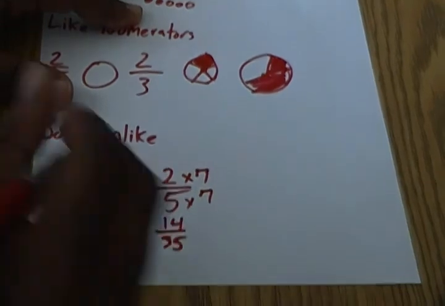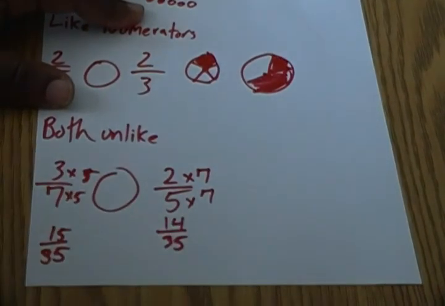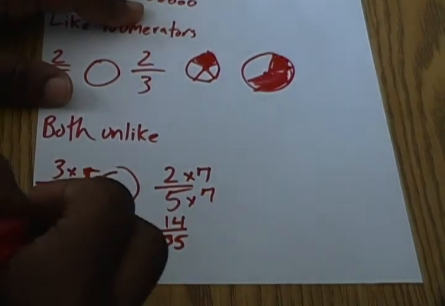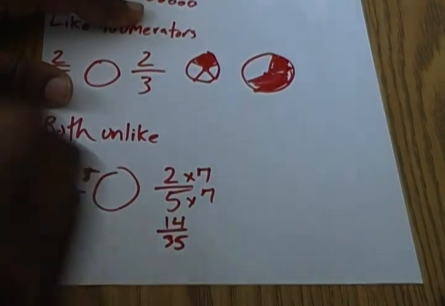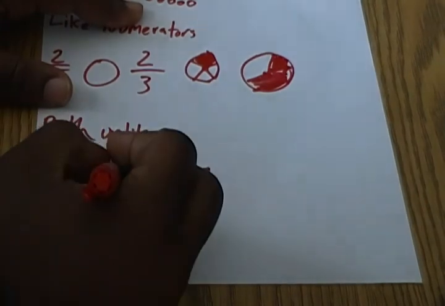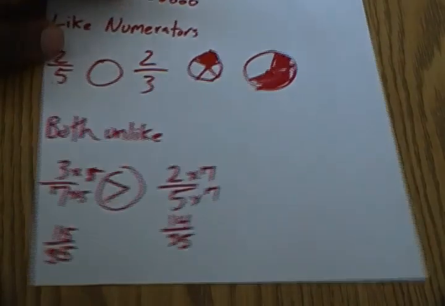Now that we have like denominators, we can go ahead and figure out which one is bigger now. So in this case, 15/35 is bigger than 14/35. So therefore our inequality sign goes that way.